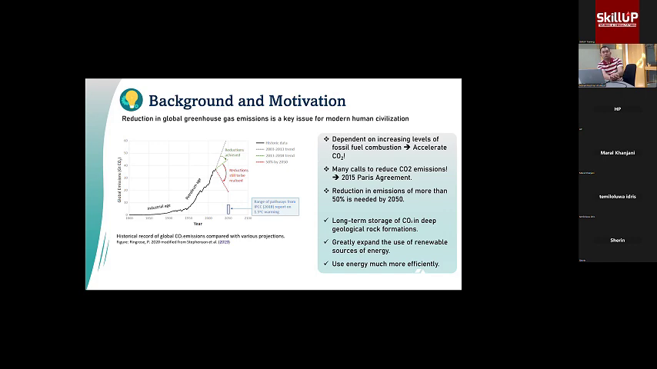And there have been many calls, like the Paris Agreement in 2015, with a lot of calls to reduce CO2 emissions. And there is also a target that by 2050, emissions can be reduced, especially in the European continent, to net zero carbon. But is it possible to achieve it if we don't do anything?